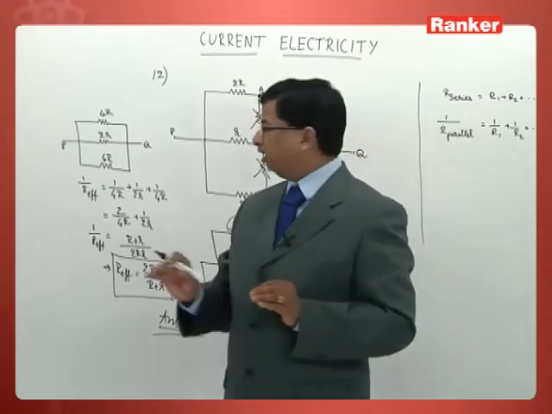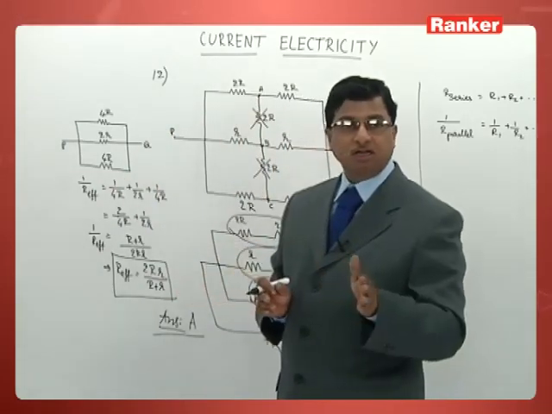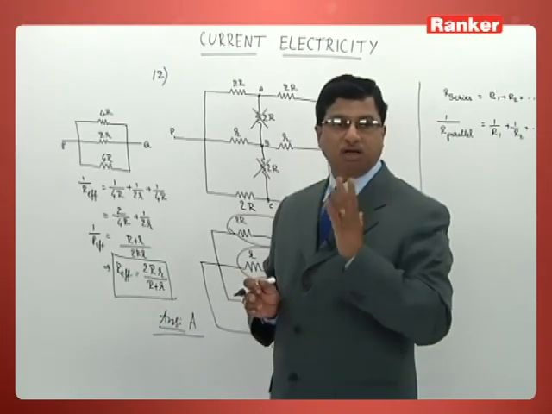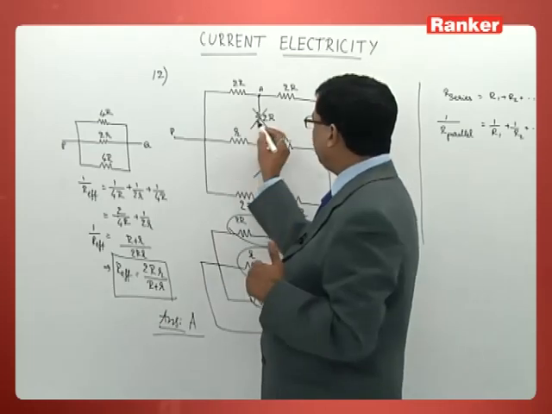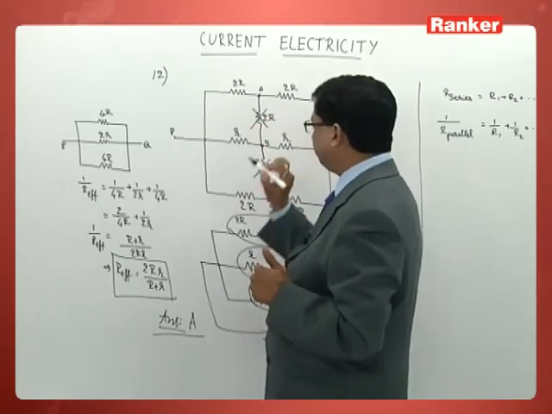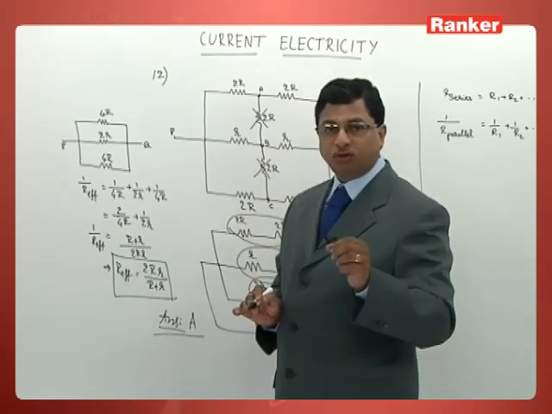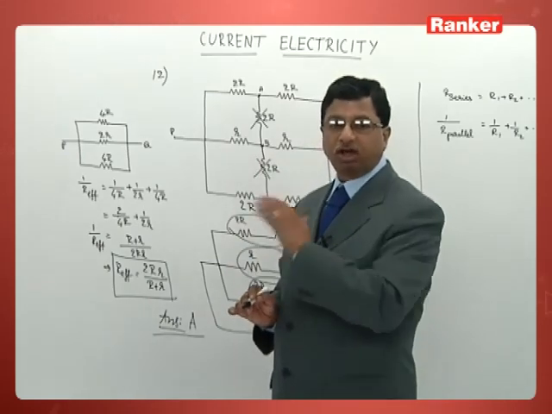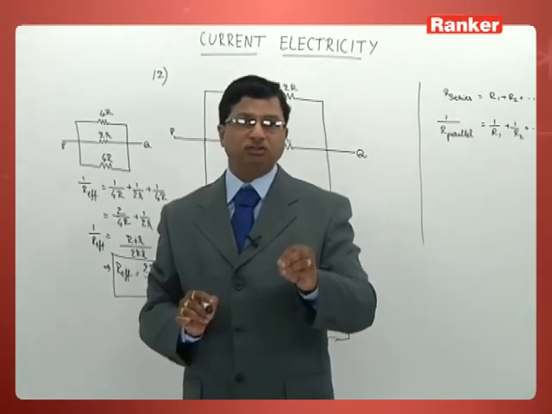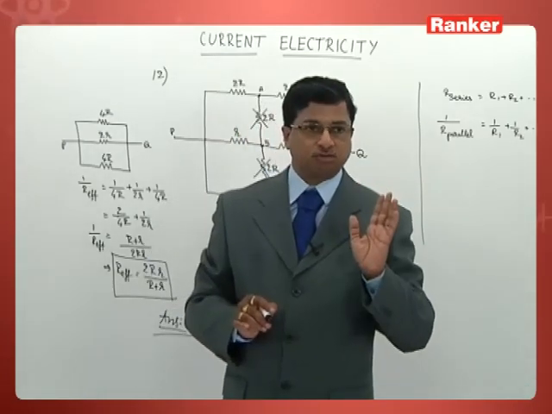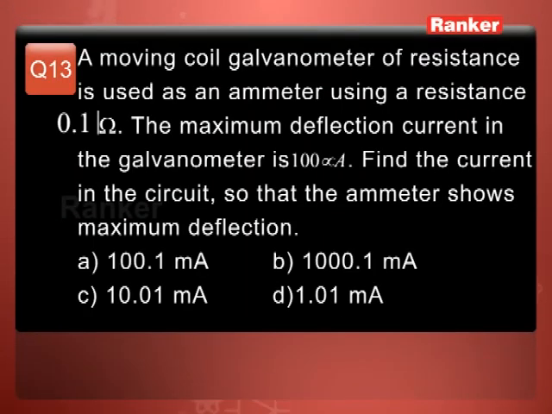Simply speaking, it is a simple concept of resistances connected in series and in parallel. The only thing you should understand in this case is that no current flows across this resistance, and no current flows across this resistance. If you can identify that, it is not at all a big problem, a very, very simple and easy question. Let us switch over to problem number 13.